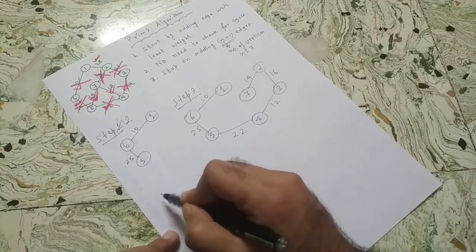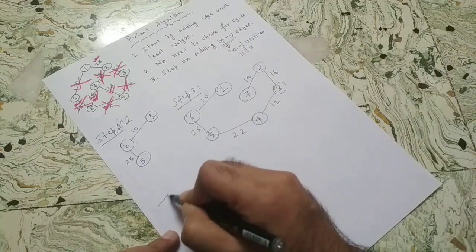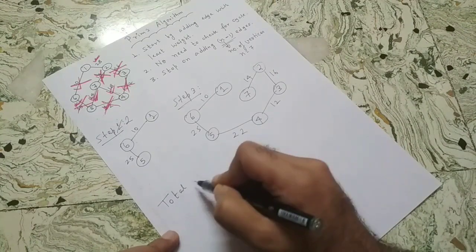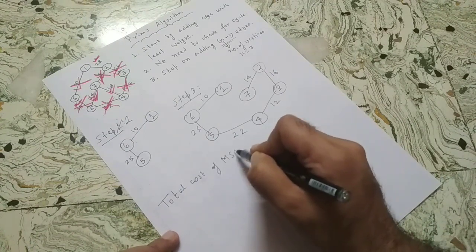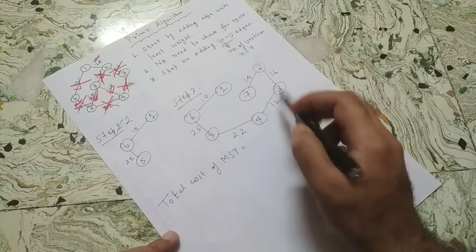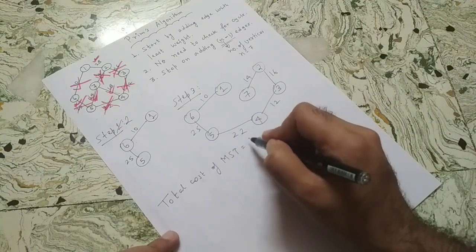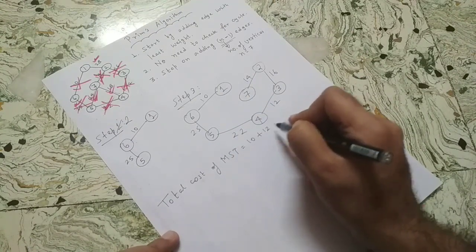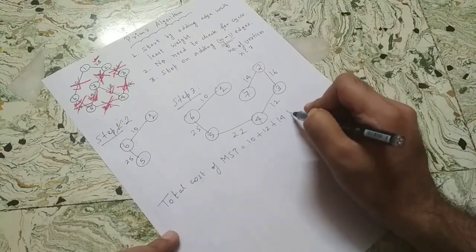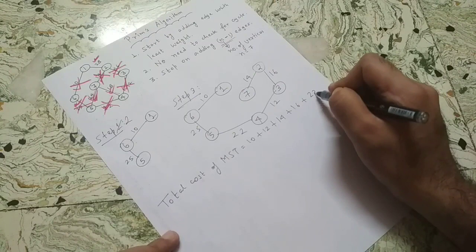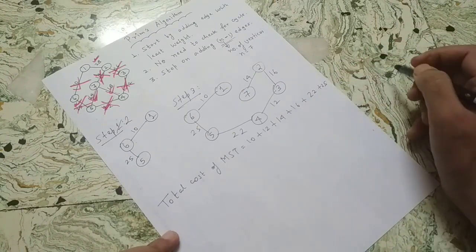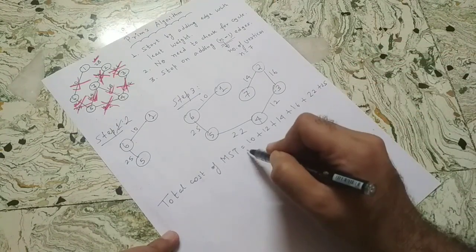So what is the total cost? Our job is not over. We have to find out the total cost of the minimum spanning tree. So what is the total cost? You simply sum up the edge weights. So that is 10 plus 12 plus 14 plus 16 plus 22 plus 25. So if you sum up these values, what will you get?